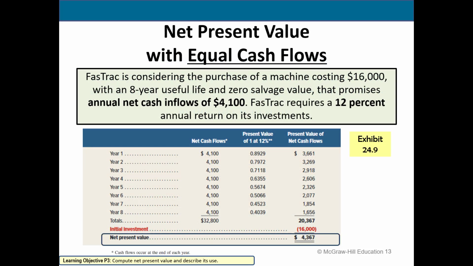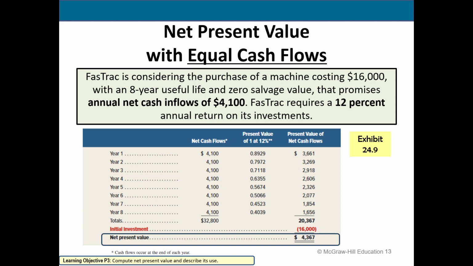Here's an example with equal cash flows. Again, they're looking at purchasing a machine that costs $16,000 with an 8-year useful life, 0 salvage value, and annual net cash inflows of $4,100. They require a 12% annual return. So we need to find the present value of the future cash flows and then multiply that by the net cash flow.